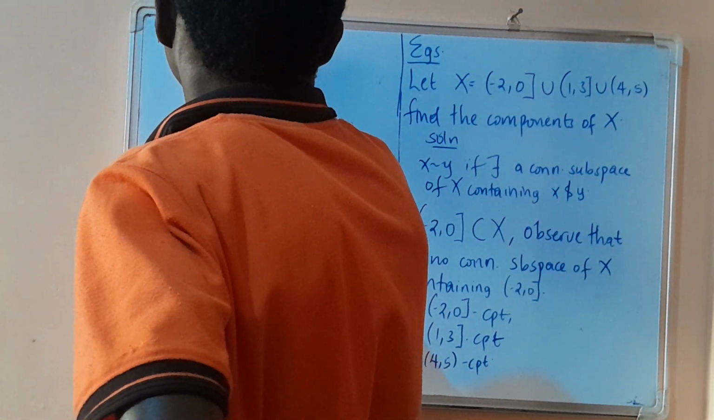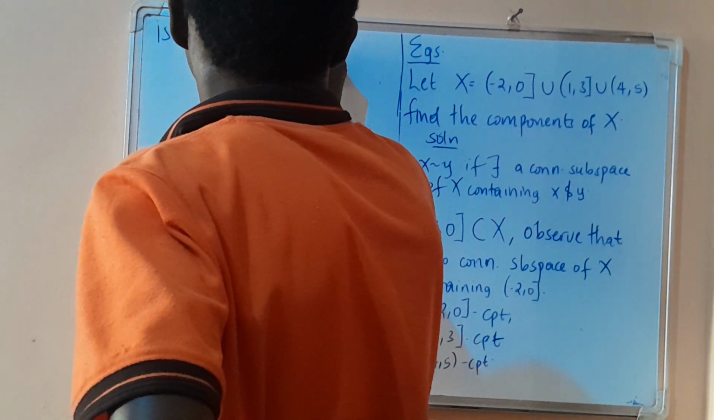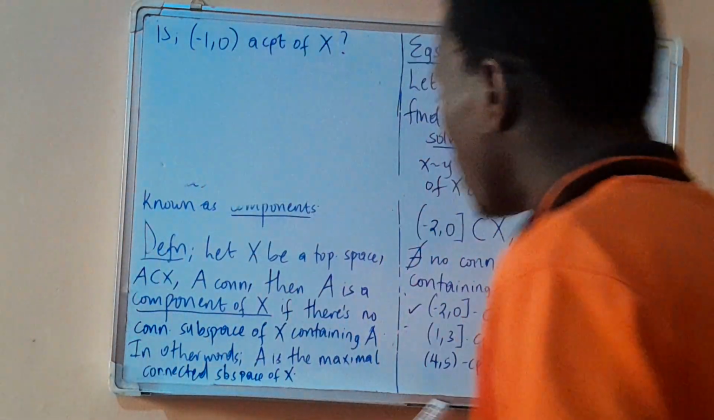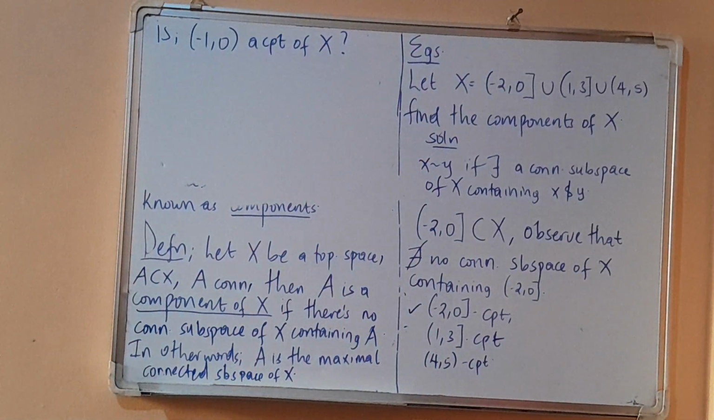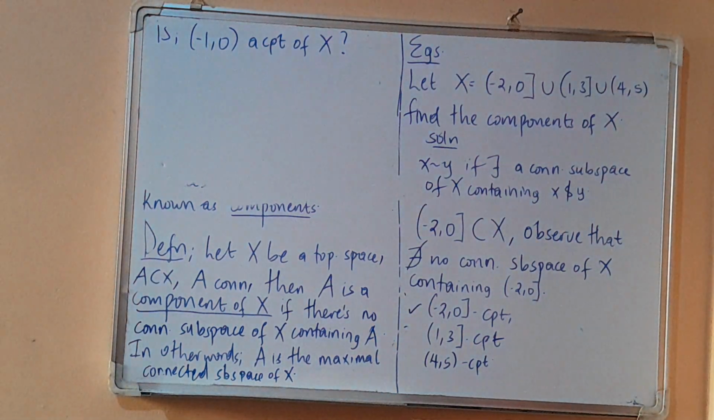Is (-1, 0) a component of X? What makes it a component? First, it has to be connected. Observe that this open interval is connected. It qualifies to be a connected subspace of X.